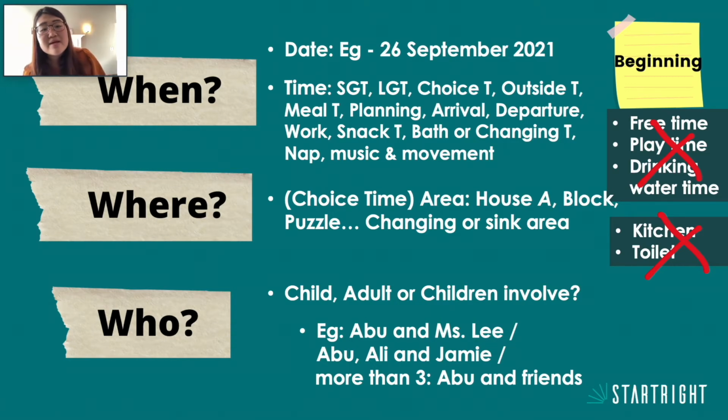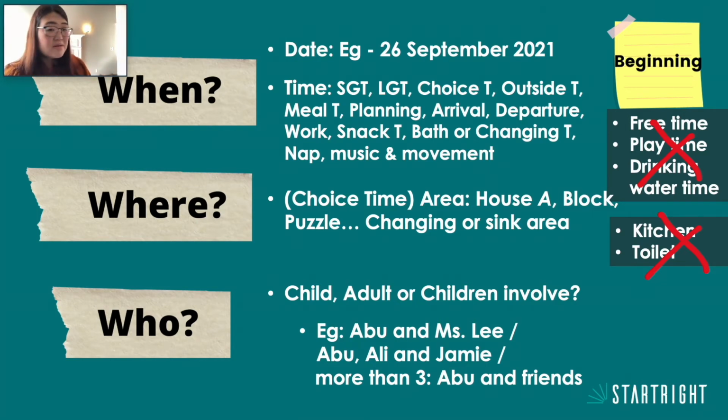Okay, now the next one is who. Who tells us who is involved in that incident or in that story? Was there a teacher? Was it just the child alone? Or was it with other children involved? Okay, if it's with the teacher, then we say the child and the teacher's name. Abu and Miss Lee. Here at StartRight, you can use Miss Lee or you can use Teacher Lee, whichever it is. I'm totally fine with that. Okay, Abu and Miss Lee.